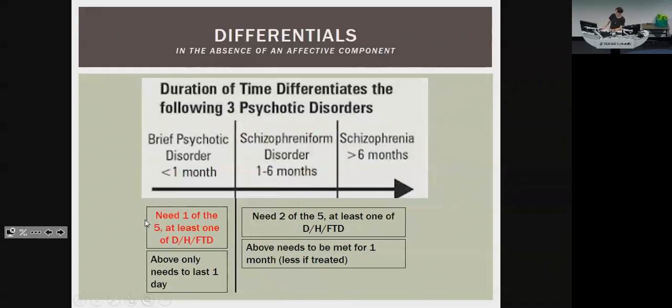Brief psychotic disorder, they just need 1 of any of the 5, okay? At least 1 needing to be D or H or FTD. And that only needs to last 1 day. It doesn't need to last a month. So the way you remember it is a month, 1 to 6, and 6 months. You're going to have to go back over this and look at it in your own time because it is confusing, and I hope I've done it justice by summarizing it here.